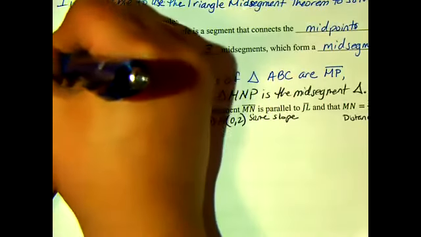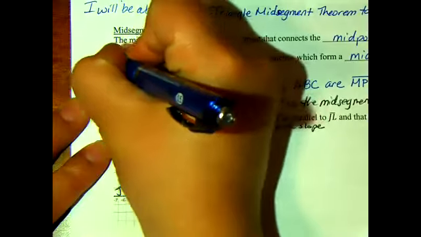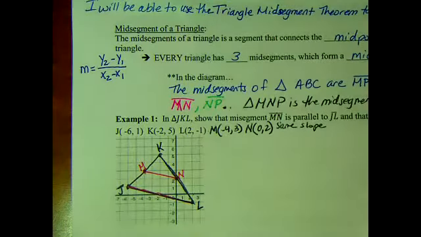So the formula, if you guys remember, is m is equal to y2 minus y1 over x2 minus x1, okay? y2 minus y1 over x2 minus x1.